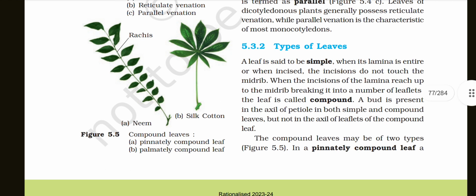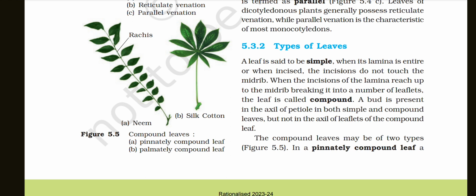Types of leaves. A leaf is said to be simple when the lamina is entire or when incised, and the incisions do not touch the midrib. When the incisions of the lamina reach up to the midrib, breaking it into a number of leaflets, the leaf is called compound.